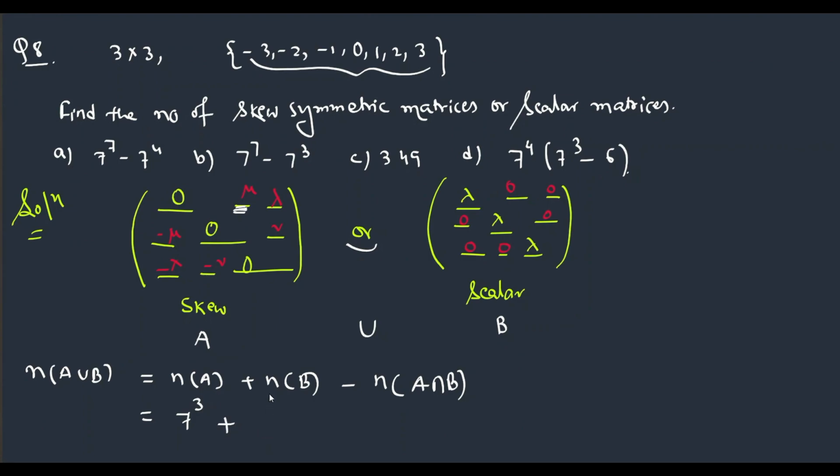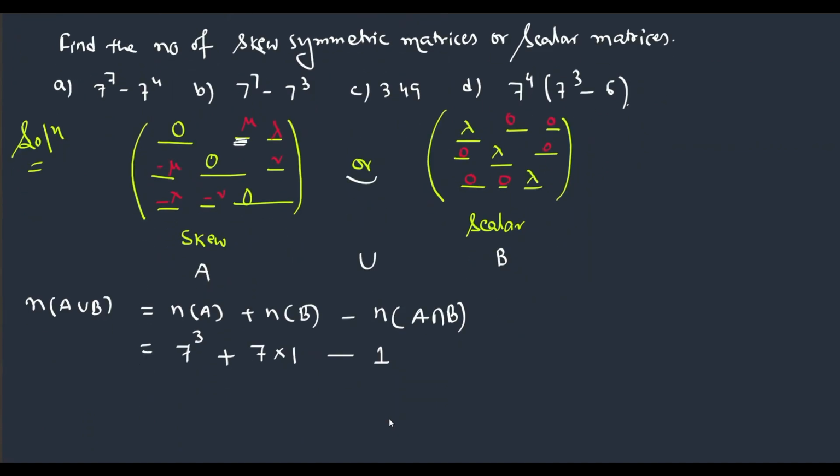Now coming to n of B. In the case of n of B, these elements, 1 2 3 4 5 6, should be 0. Whatever the lambda is, it belongs to any one of these values, so lambda can take any of 7 values. For the other positions you don't have any choice except 0. Now if you want to form a skew symmetric matrix which is also scalar, you have to make all the elements 0. That means only one option, the null matrix. So the answer will be 7 power 3 plus 7 minus 1, that is 6.